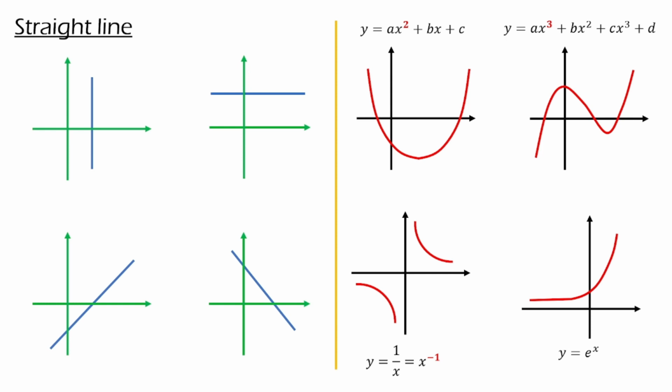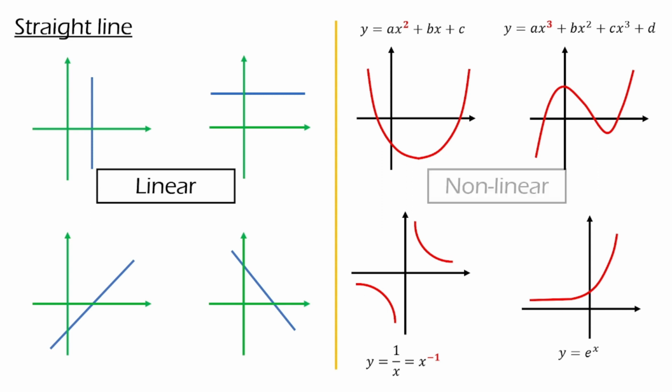Another name for a straight line graph is linear. A non-straight line graph is known as non-linear.